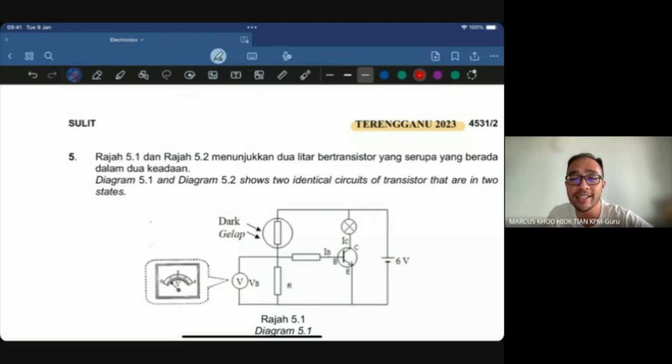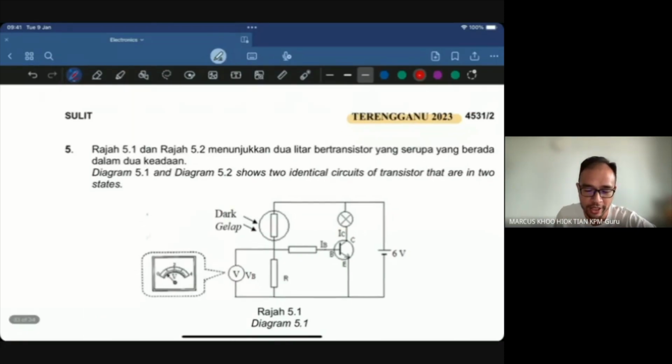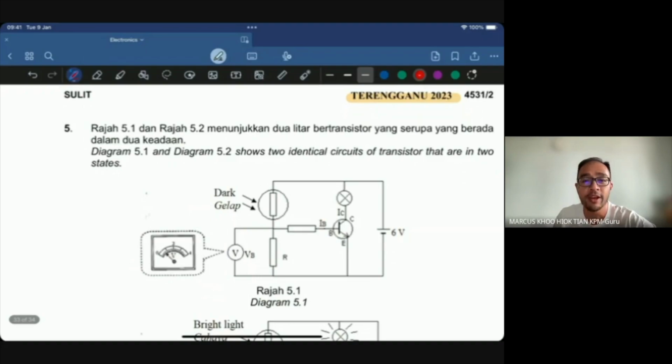All right, final question. I'm so glad that this is not an essay question because I'm actually running out of breath, running out of voice already. Okay, Terengganu, question number 5. Final question for the final class for the year. Yay.